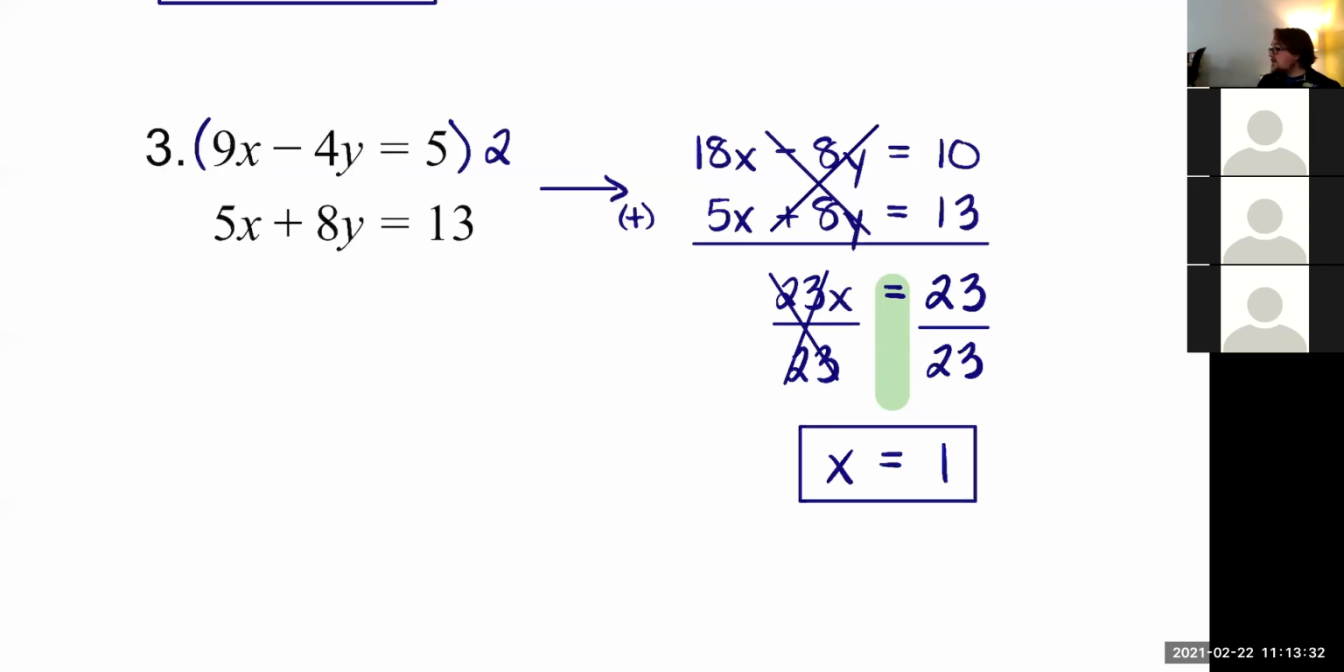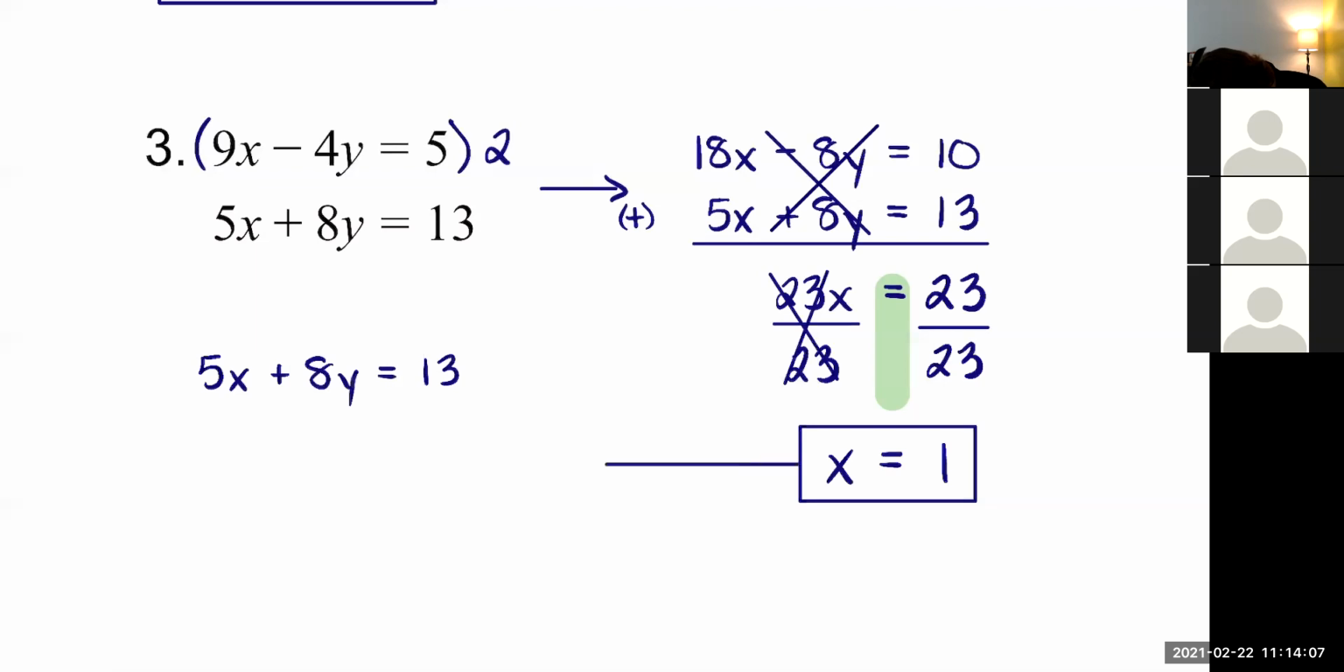Again, once you find the first value, it's going to help you very quickly find the remaining variable. So in this case, I'm looking for y. Do you guys have a preference which of the original 2 equations we use? No preference? I just say 5x plus 8y equals 13 works just as good as any. So we're going to use the 5x plus 8y equals 13.